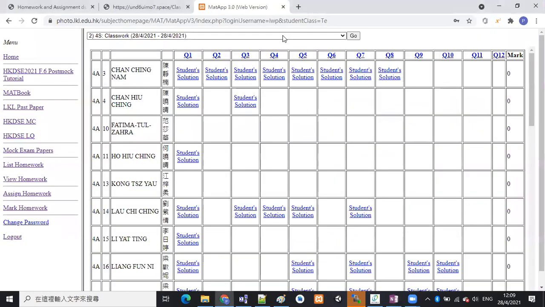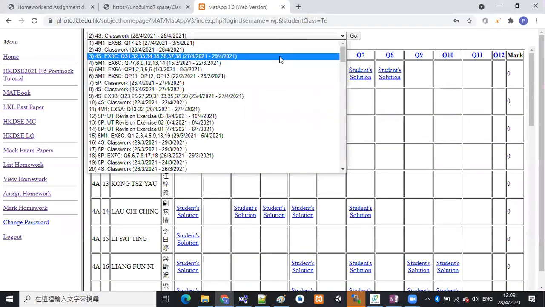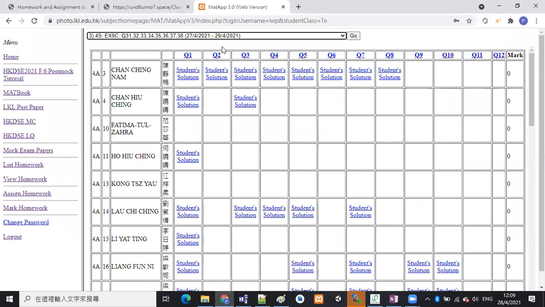First, I have assigned a homework. Okay, so I have already opened it in the Math app. Okay, so that's exercise 9C, 31 to 38.